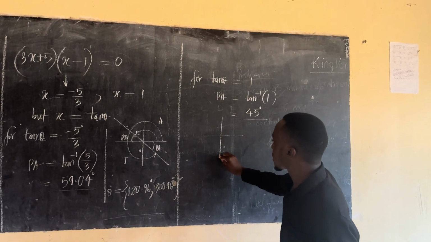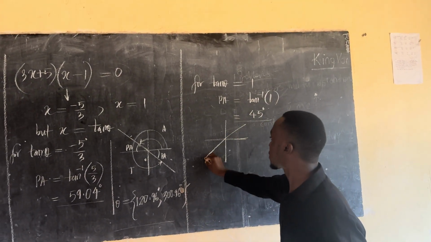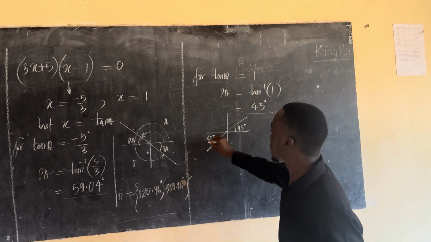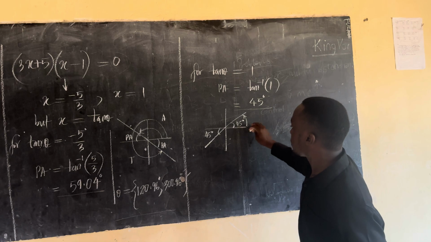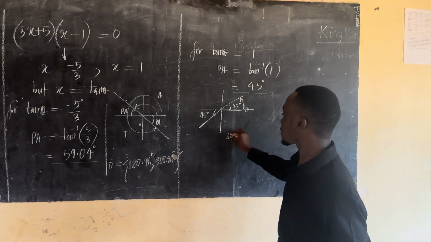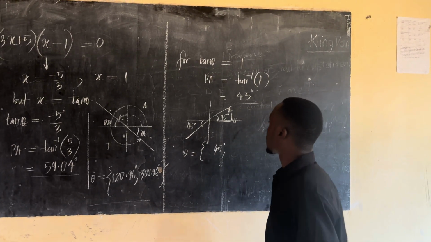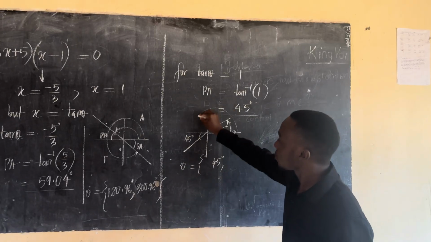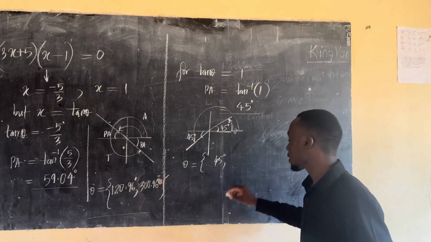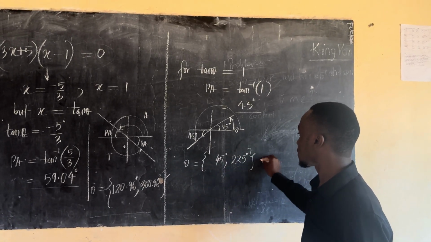So we still ask ourselves in which quadrant is tan of an angle positive. This one and this one. So 45 degrees. So from our 0 degrees, this is 45 as our theta, and also this angle, which is 180 plus 45. That will be 225 degrees.